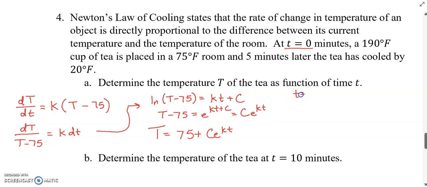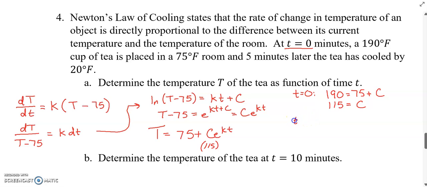At t equals 0, we get a temperature of 190 degrees equal to 75 plus C times e to the 0, which is just 1. Subtracting 75 from both sides gives us 115 equals C. All right, so now we have 115 here for C.